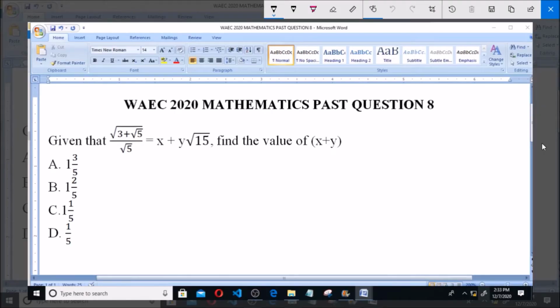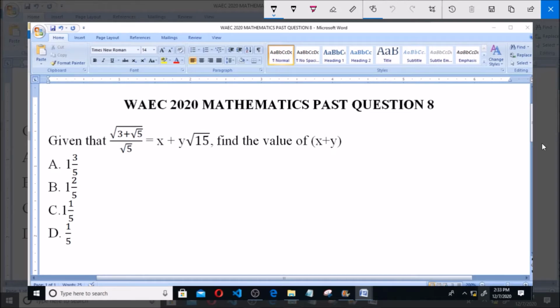Good day and welcome. I'll be answering WAEC 2020 Mathematics Past Question 8. Given that (root 3 plus root 5) all over root 5 is equal to x plus y root 15, find the value of x plus y.